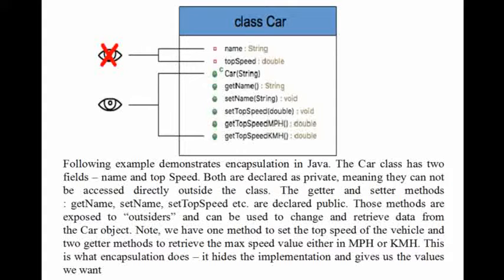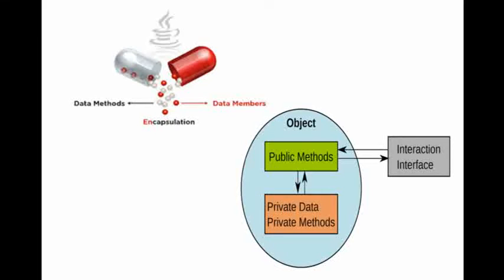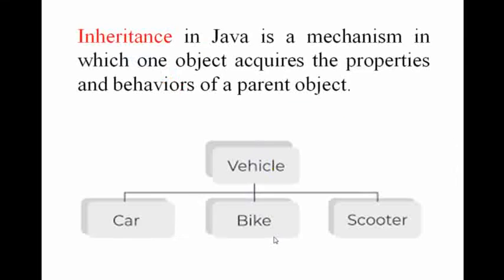We have one method to set the top speed of the vehicle and two getter methods to retrieve the max value either in MPH or KMH. This is what encapsulation does. It hides the implementation and gives us the values we want. So this is another representation of encapsulation. Just have a look. So this is another object.